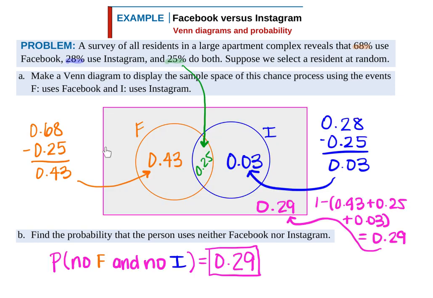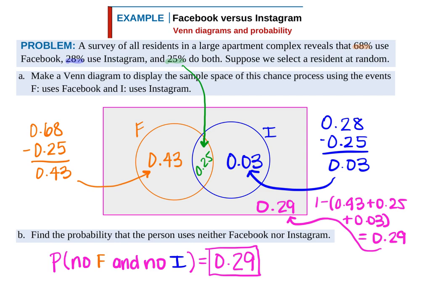First thing that I do is I draw my rectangle, and I have my 2 event circles here. F is for Facebook, I is for Instagram. So, I'm going to start putting numbers in these things. 25% is where I like to start, because that is just a straight up number, 0.25. I like decimals, what can I say? That 0.25 is going to be the intersection of both Facebook and Instagram, because 25% of the residents in that apartment complex use both.